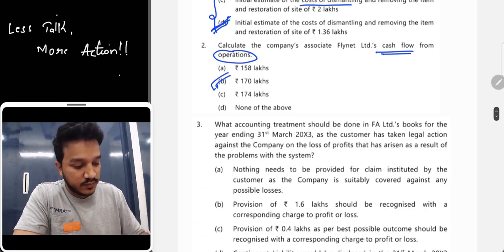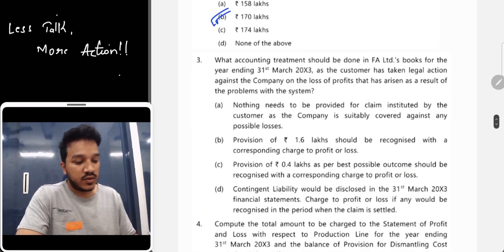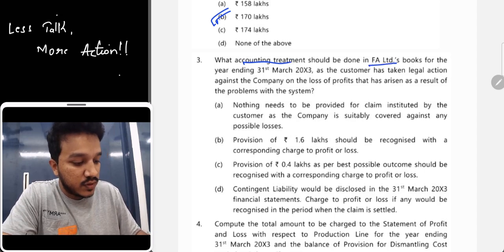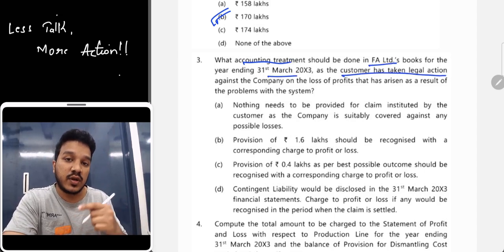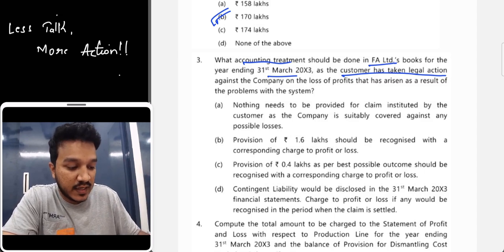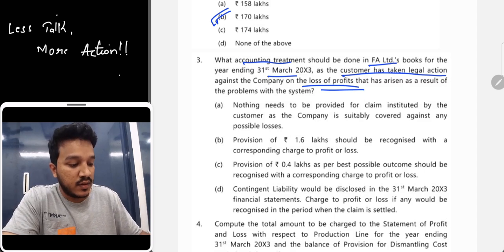So this is the answer. Okay, so now the third one is talking about accounting treatment that should be done in the FA books for the year ending 31st March. The customer has taken a legal action. So this one is talking about point 2, where they are asking about the customer's legal action and the profit and loss that has arisen as a result of problems with the system.